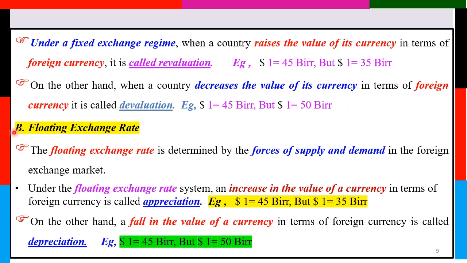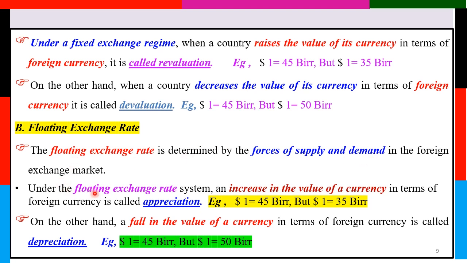The second type of exchange rate is the floating exchange rate. The floating exchange rate is determined by the force of supply and demand, unlike what? The fixed exchange rate, which is determined by the government. But the floating exchange rate is determined by the force of supply and the demand for the money.